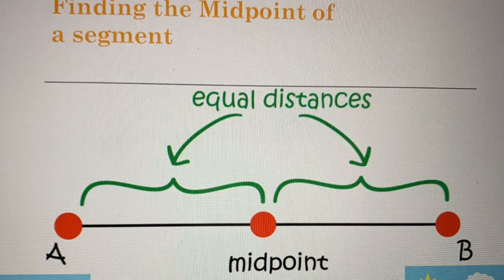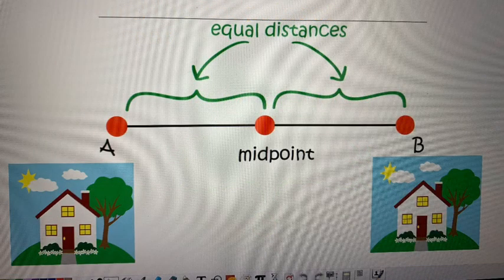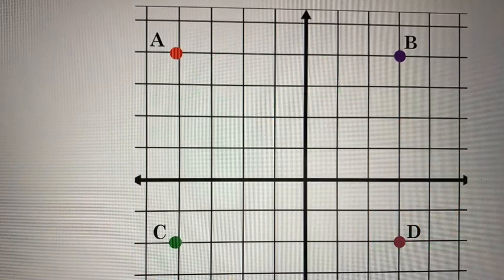Wonderful algebra students. Today we're going to talk about finding the midpoint of a segment, which is our next section of geometry. And what is a midpoint? A midpoint is equal distances between 2 points.